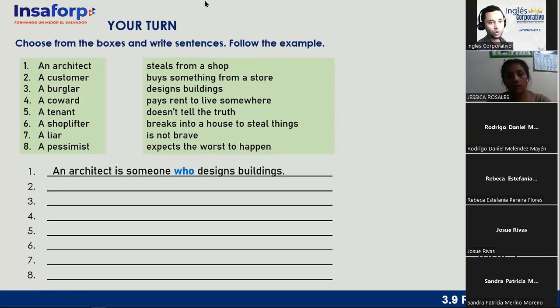We're going to create the breakout rooms now, and I'm going to send this to you via WhatsApp. All right, here it goes. We're going to create 4 groups this time with 3 students each. Let's do it. So in room 1, we will have Jessica Rosales, Mayra Portillo, and Sandra Patricia Merino.